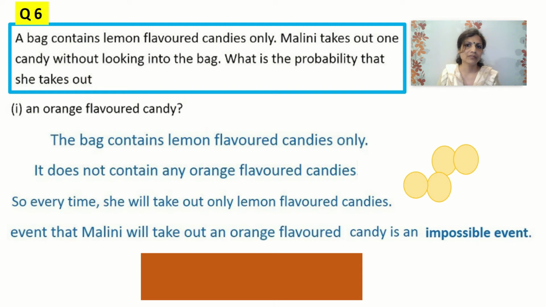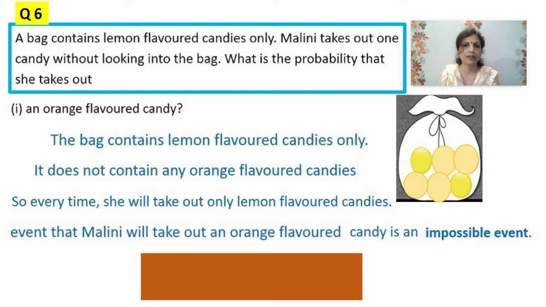Look at the sum. The bag has all lemon colored candies. You are asked, what is the probability that she takes out an orange flavored candy? Is it possible? Just see that. The bag contains lemon flavored candies only, alright? It doesn't contain any orange flavor candies. So every time when Malini is taking out a candy from the bag, it will be lemon colored candy only, isn't it?